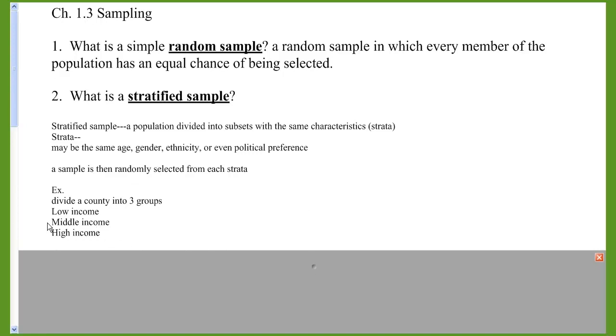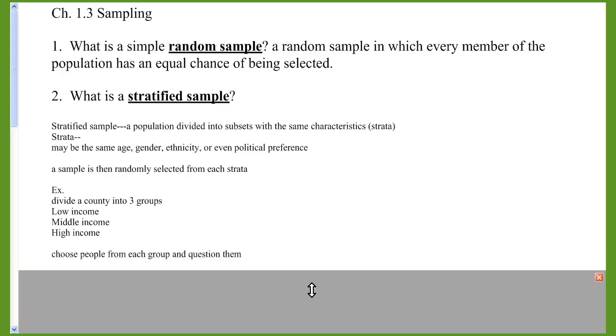Here's another example. You divide a county into 3 groups. You question low income, middle income, and high income, and you take some people out of each group. And you question some people out of each group.